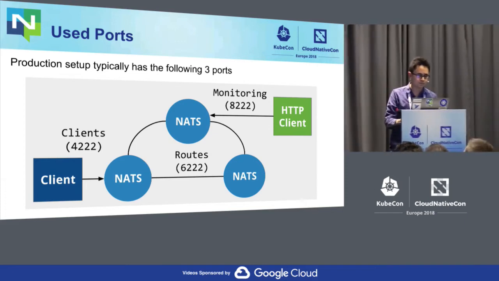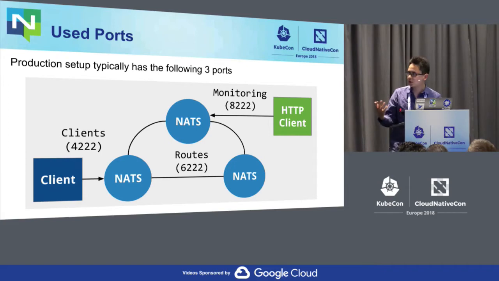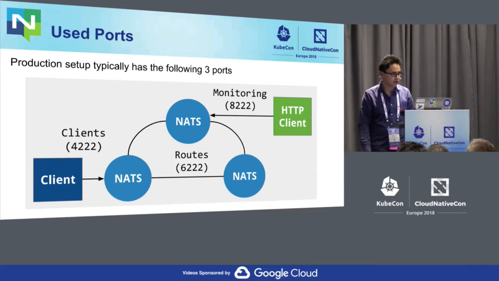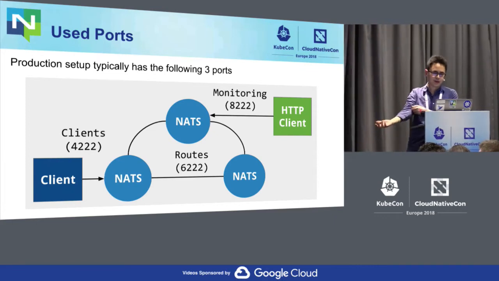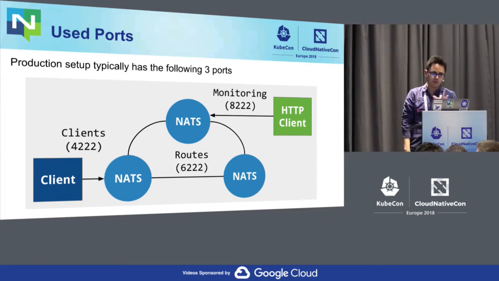This is what a usual production setup for NATS would look like. You would have a set of NATS servers clustered so that you have high availability. There are 3 main ports they would be opening: 4222 for the clients to connect, 6222 for the clustering peers to connect to each other, and then a monitoring port, in case you want to poll it yourself via some tooling like NATS Top or the Prometheus exporter.